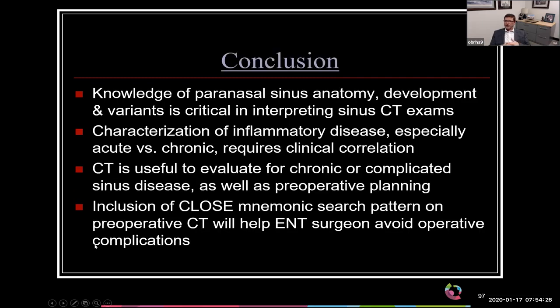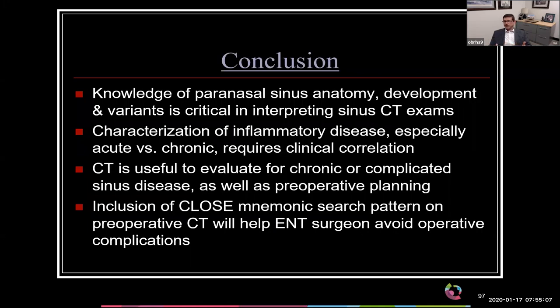So in summary, what I wanted to do was talk about some normal development, normal sinus anatomy, go over some normal developmental as well as pathologic developmental variants, look at the primary drainage pathways for the paranasal sinuses, talk about the different types of sinus disease, really focusing on acute versus chronic and knowing that it's really a clinical diagnosis and the imaging findings are to help support that diagnosis. CT is really useful for looking for chronic sinusitis, looking for complications and surgical planning purposes for functional endoscopic sinus surgery.